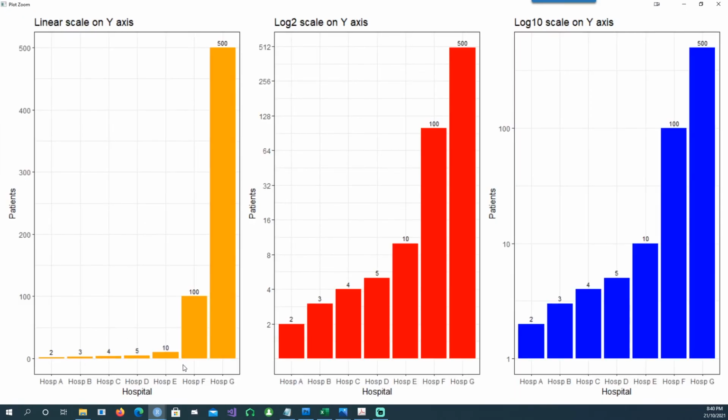It's the same data being represented, but in a different way. This is a linear scale, this is a log2 scale, and this is a log10 scale.